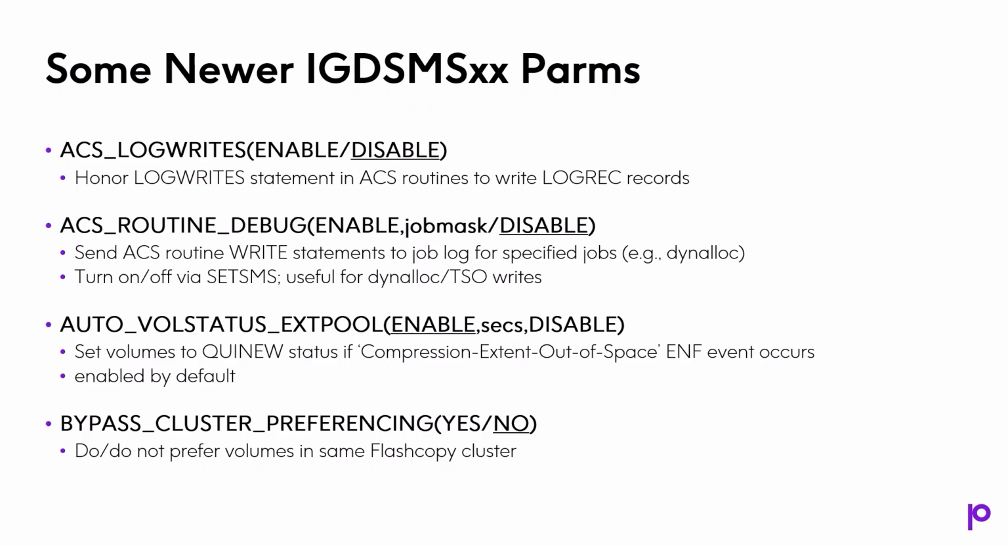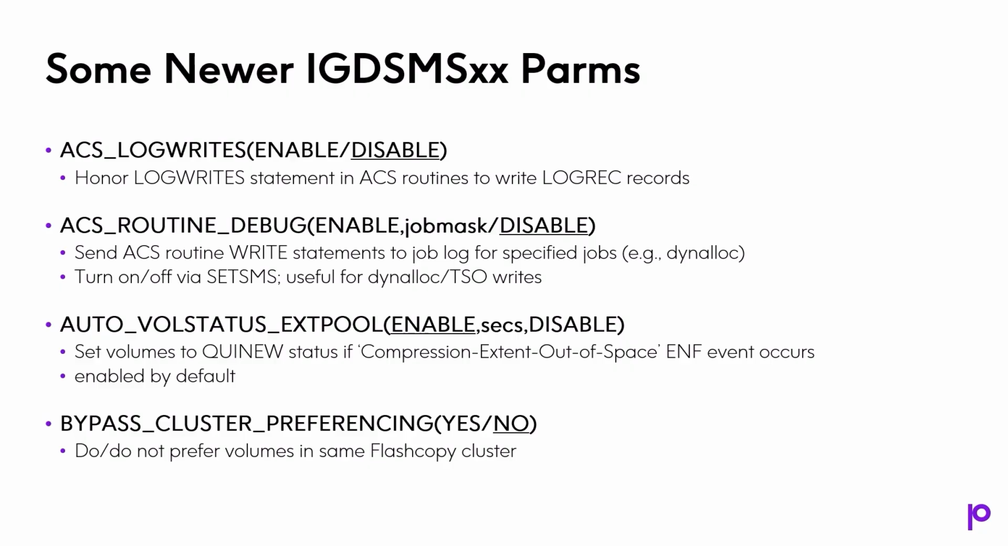And this allows the ACS routine WRITE statements to write to the job log for particular jobs where normally they would not. The WRITE statement in the ACS routines by default is ignored for dynamic allocations, and so it's ignored for TSO. And particularly when you're debugging the ACS routines, you may want to have WRITE statements where you can see the output. And so in that case, you can turn on ACS_ROUTINE_DEBUG ENABLE and see the actual WRITE statement output. It seems to me that you might want to turn that on all the time, but the default is disabled, but you can certainly turn it on for debugging purposes.